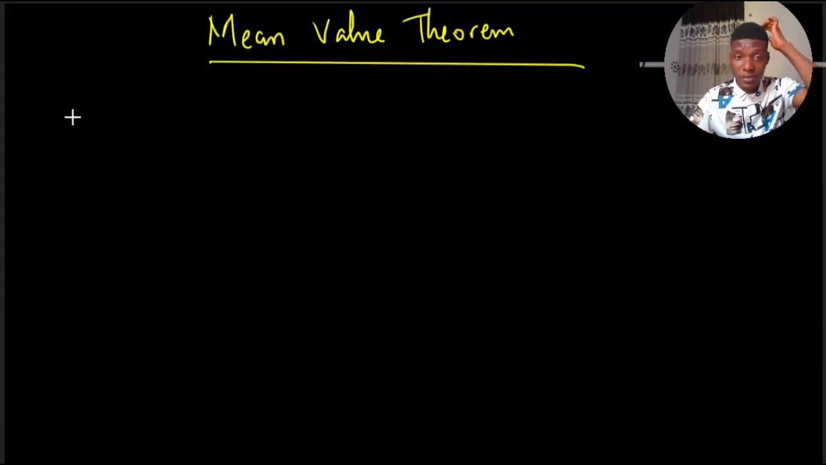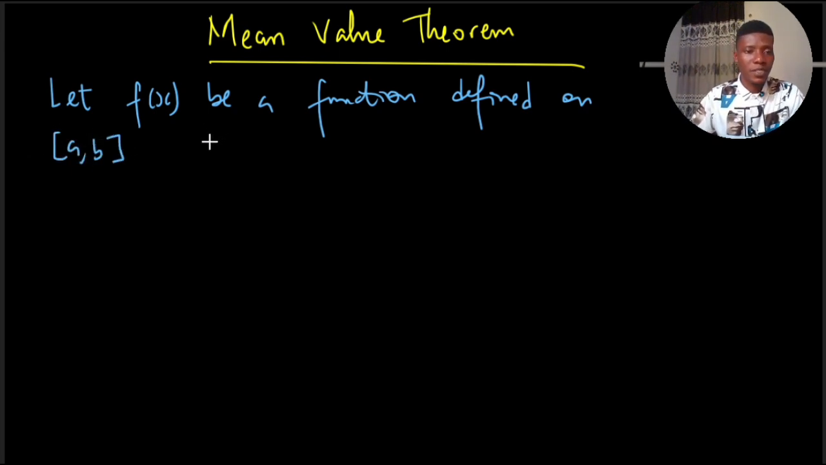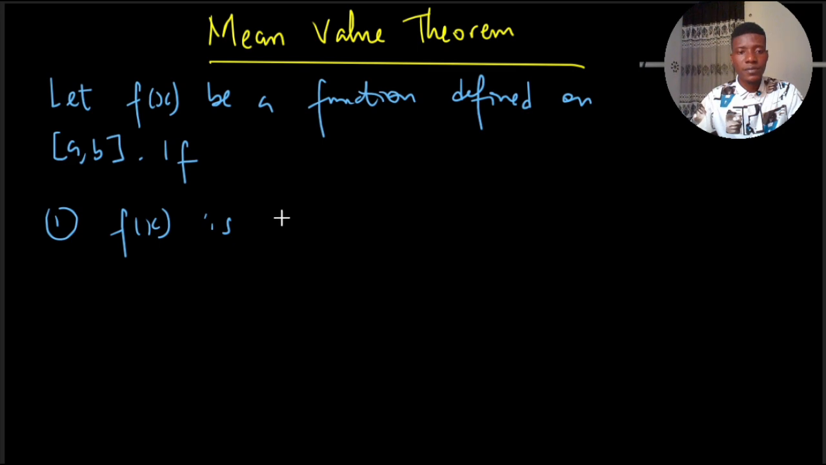Now let's talk about the mean value theorem. Let f of x now be a function that is defined on a closed interval a, b. If one, f of x is continuous on a closed interval a, b.